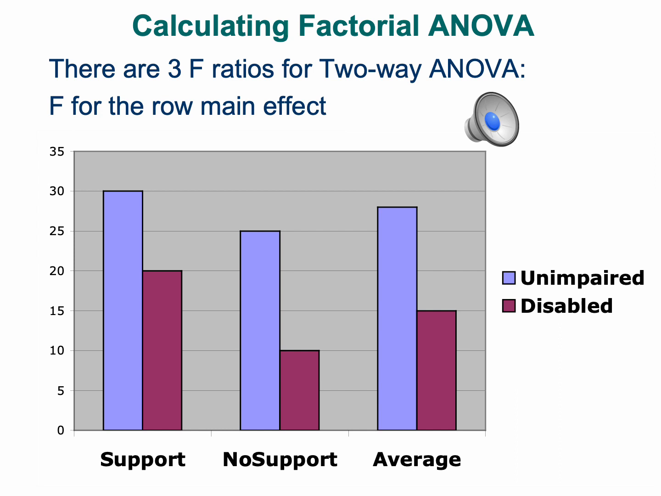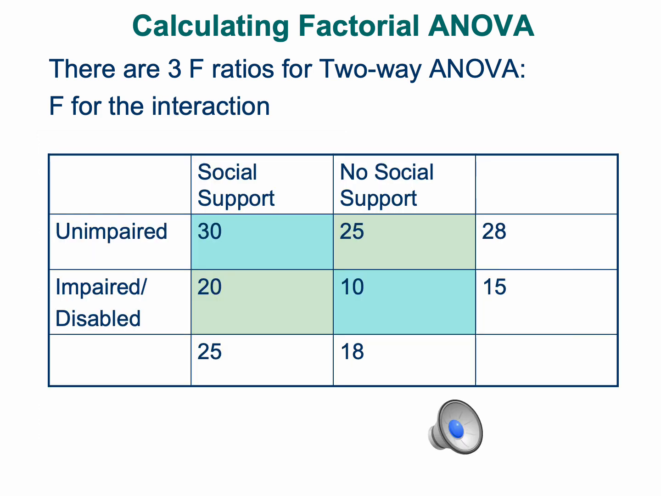I can't imagine that doesn't come out statistically significant. And it indicates that there probably is a row effect for being disabled, which makes a lot of sense. If somebody's disabled, their outcomes are poor in general. No matter what their social support is, they're going to have a worse outcome if they're disabled than if they're unimpaired. Now we have the tricky part, the part of Factorial ANOVA that's the new introduction here.